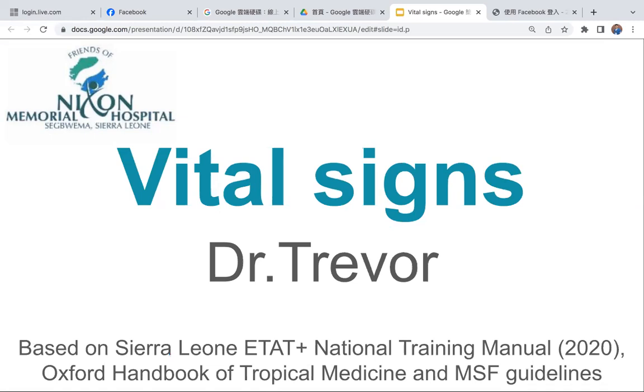So we are going to talk about some basic medical concepts working in low and middle income countries. Today we are going to talk about the vital signs and emergency signs. These slides are mainly based on the national training manual, the Oxford Handbook of Tropical Medicine, and MSF.